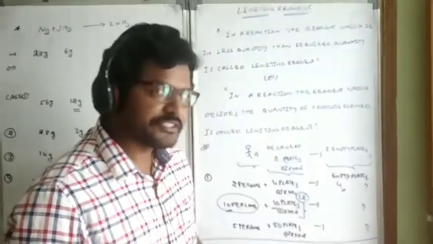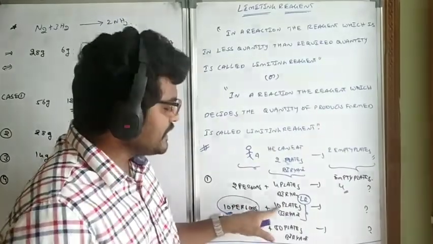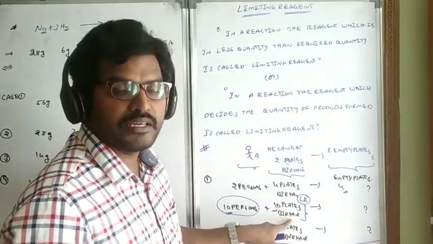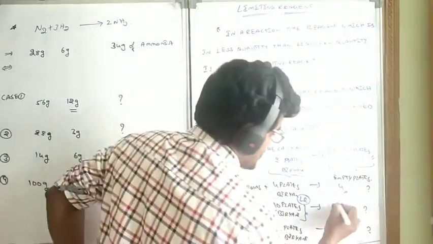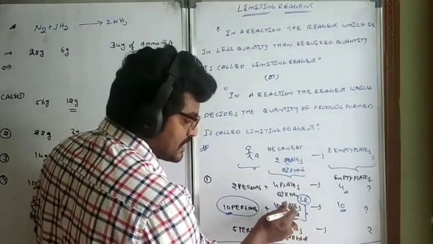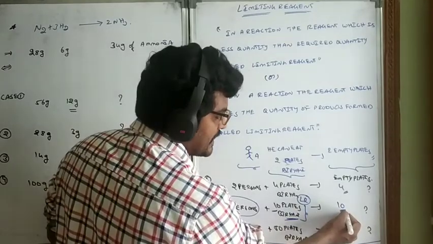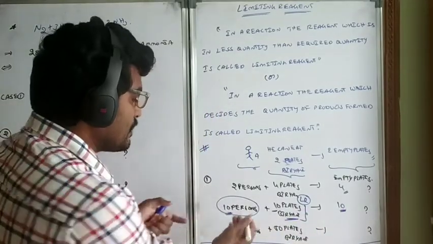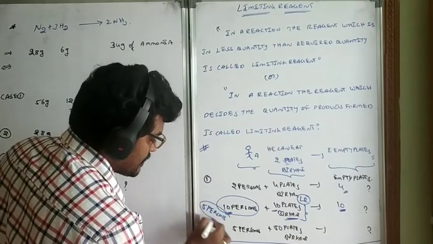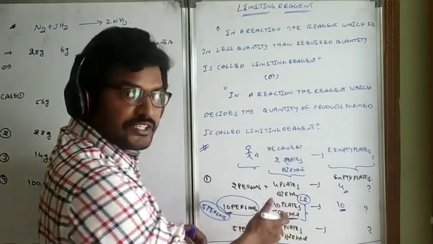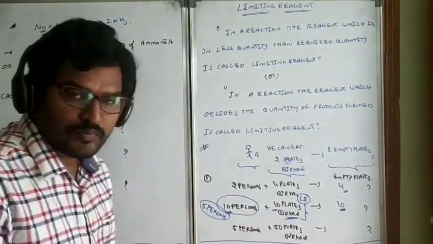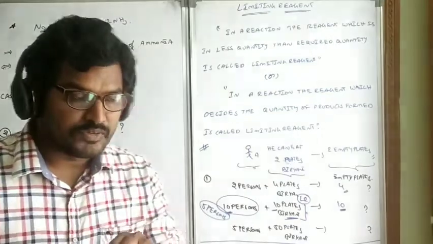How many empty plates will come? 10 persons will eat 20 plates of biryani, but only 10 plates are there. That's why they will eat only 10 plates. So that's why 10 will come. So, this limiting reagent, since it is in less quantity, it is deciding the products formed. And how many persons will be left over? 5 persons left, right? Because 5 persons can eat the 10 plates of biryani, so 5 persons are left in this case. Are you understanding? Listen carefully.